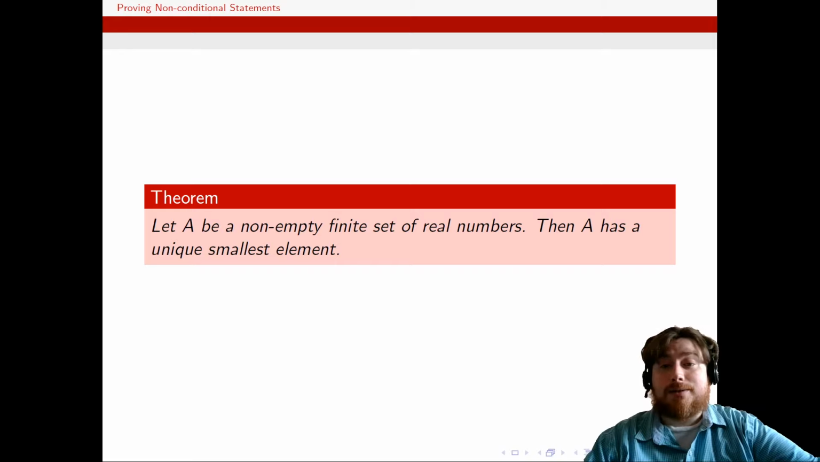So has a smallest element means that we have an existence proof here. And unique smallest element means we have a uniqueness proof here. So what we have to do is find the smallest element and show that any other such smallest element would have to be equal to it. So we have two things to do here. We have to find the smallest element and we have to show that it would be unique.